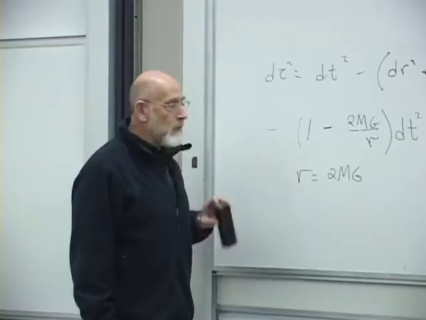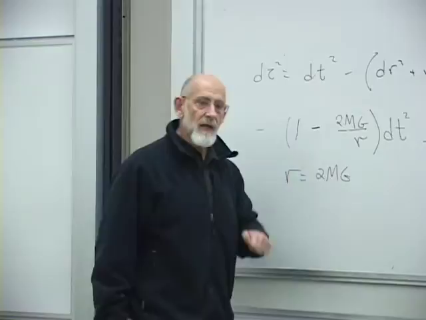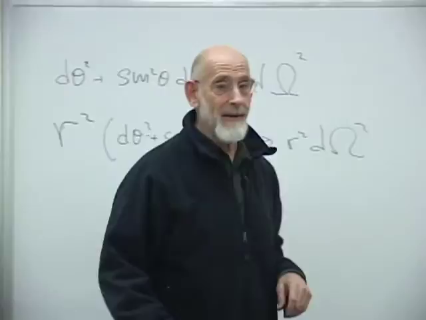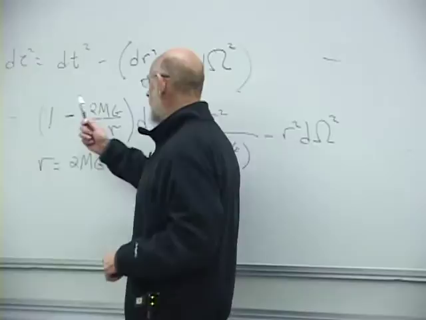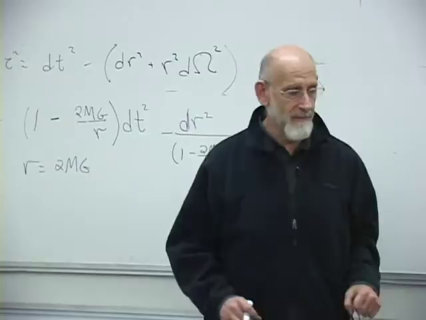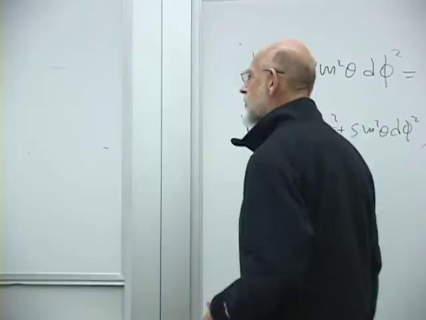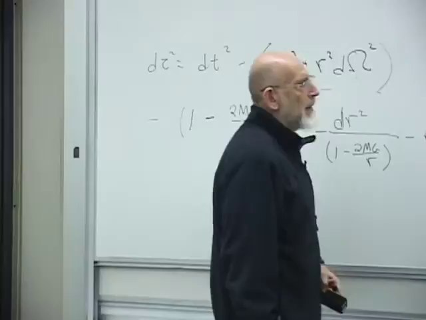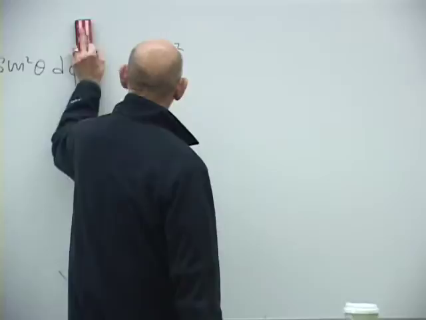At r equals 2mg, something really weird happens. The coefficient of dt squared becomes 0. Sounds like no time. When the coefficient here is 0, the proper time from one value of time to a neighboring value of time is just 0. And even worse, the coefficient of dr squared gets infinite. That sounds like something rather dramatic happens at the horizon, or at the Schwarzschild radius of the black hole. We're going to come back to that. We're not going to analyze that tonight. Tonight, we'll just take this metric and say, all right, something interesting is happening at r equals 2mg.